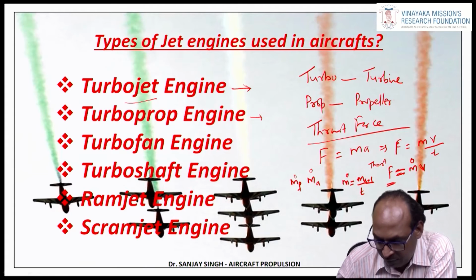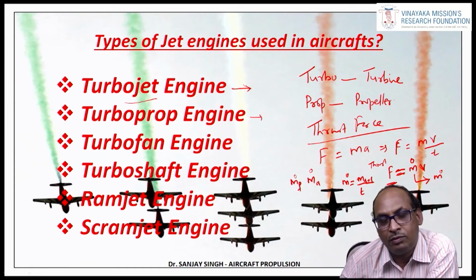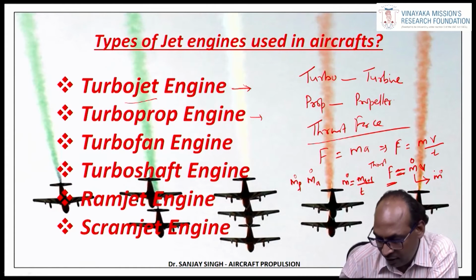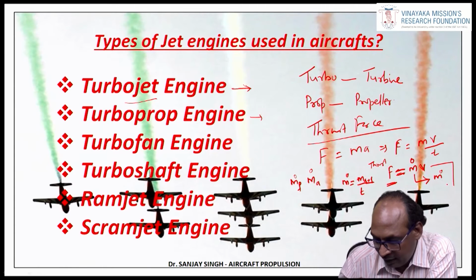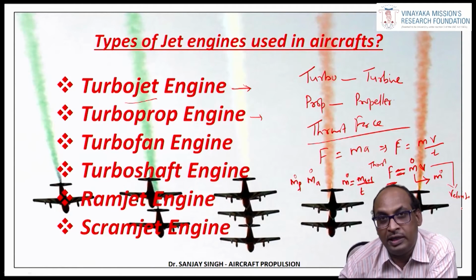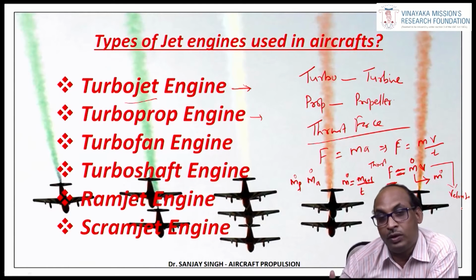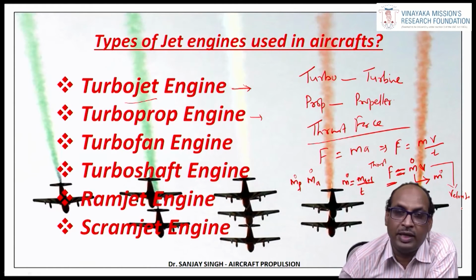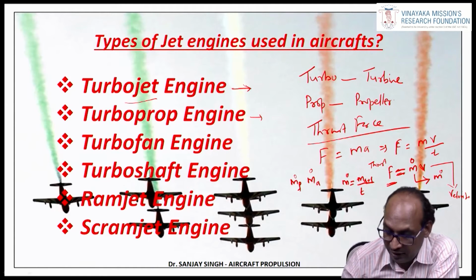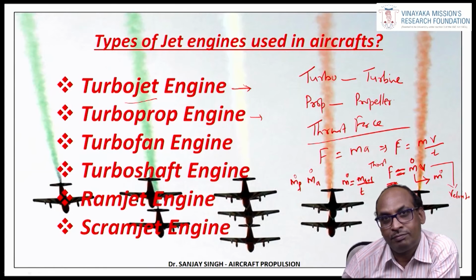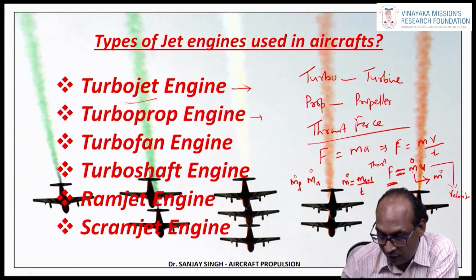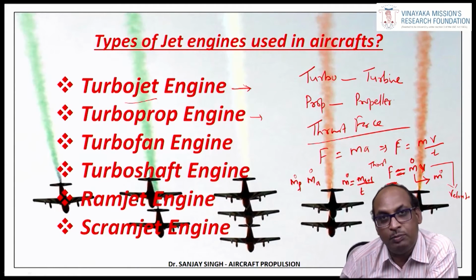Now this thrust force can be increased by increasing the mass flow rate of air which is entering into the engine, or we can also increase it by increasing velocity. Which velocity? The velocity of the gases which is going out of the engine. The exhaust gases moving out of the engine at higher speed will increase the thrust force. So F is equal to m dot v is the real thrust force which is being generated here.